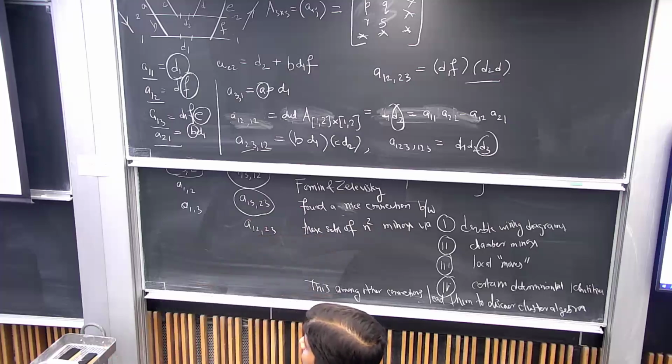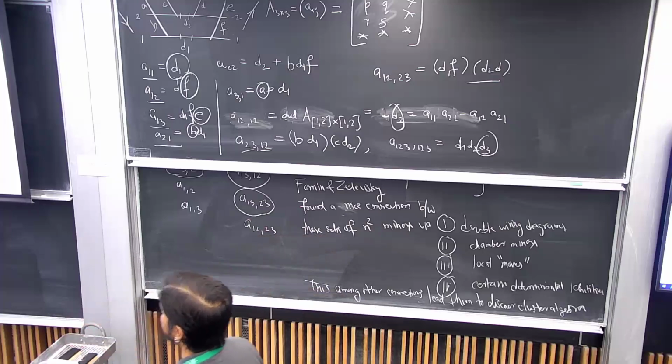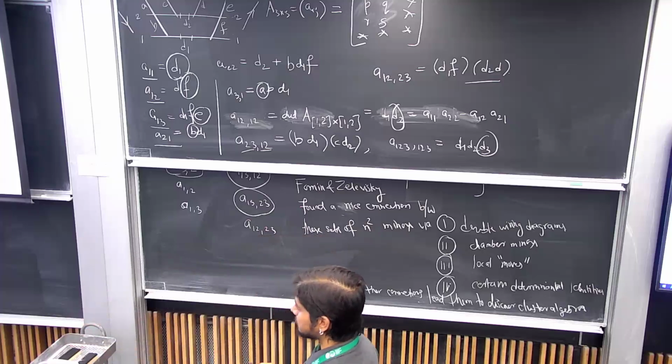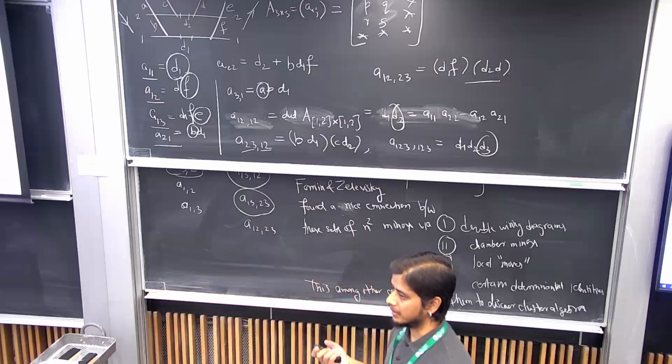So let's recall what the TNN Grassmannian is, and what the relation between it and the TNN matrices is. The TNN Grassmannian is basically the collection of those tall matrices in which all the Plücker coordinates are non-negative.